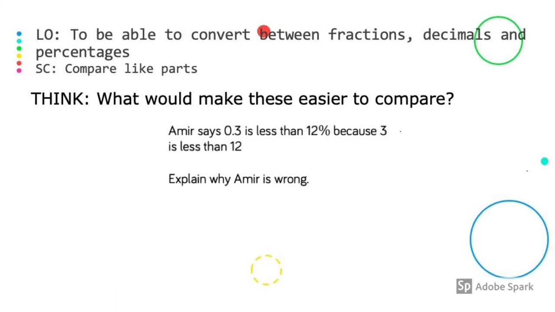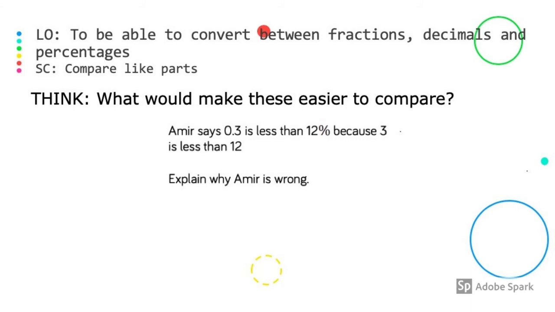Amir says 0.3 is less than 12% because 3 is less than 12. Explain why Amir is wrong. What could we do to make these easier to compare? You can convert them. Now, it's probably easier to convert 0.3 into a percentage than it is to convert 12% back into a decimal. What would 0.3 be as a percentage? I know that 0.3 has the value of 3/10 because 3 falls into the tenths column.